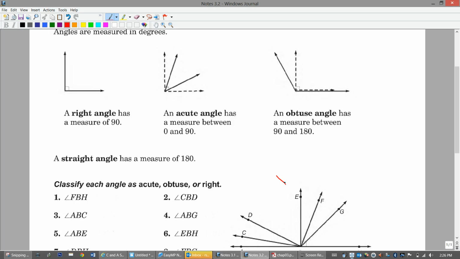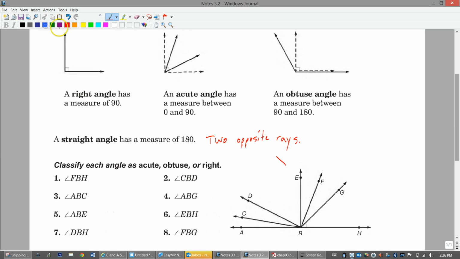In addition, we have a straight angle, which is defined as being formed by two opposite rays. Now that's a vocabulary word we haven't officially talked about yet, but opposite rays are rays that go opposite directions. Rays that go opposite directions actually share an endpoint. Opposite rays are like that.